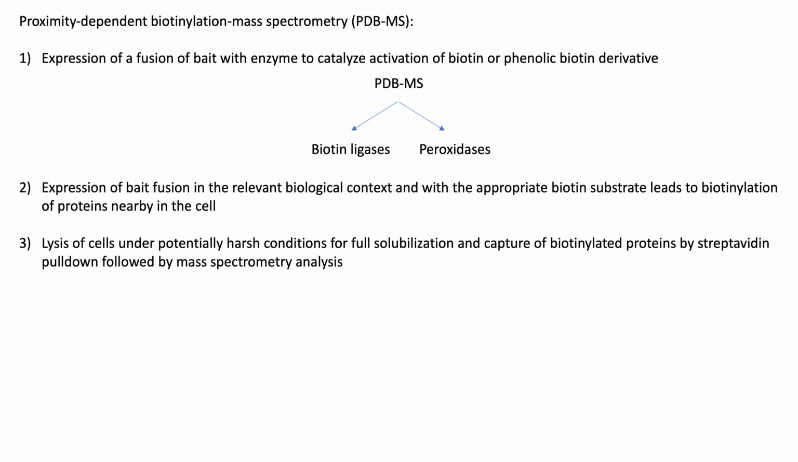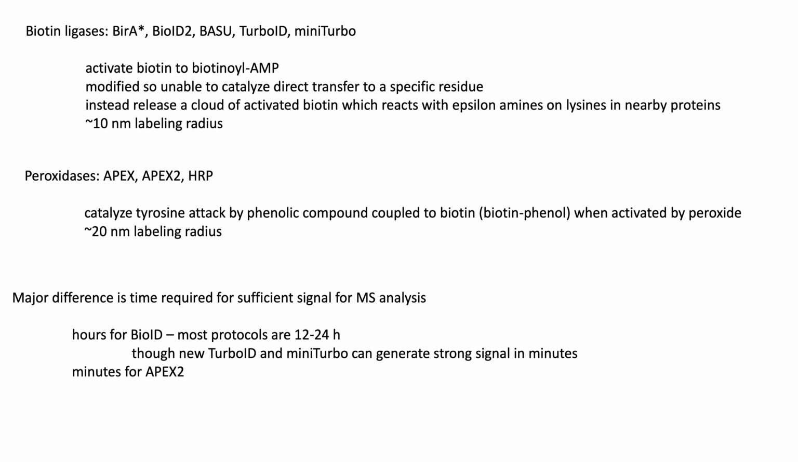Lysis of the cell can then happen under potentially harsh conditions so that you can get full solubilization of membrane proteins and capture of biotinylated proteins by streptavidin pull-down. This means that unstable or transient complexes could still be tagged and are still able to be pulled down. And so you can find interactors regardless of their affinity or their presence in the membrane. So let's look at some of these examples.